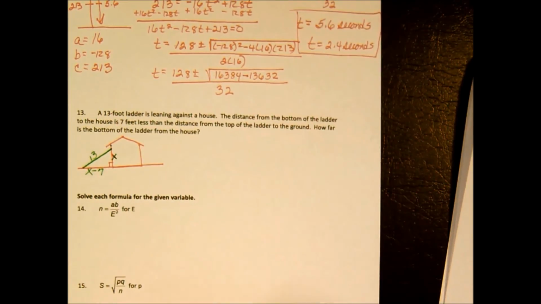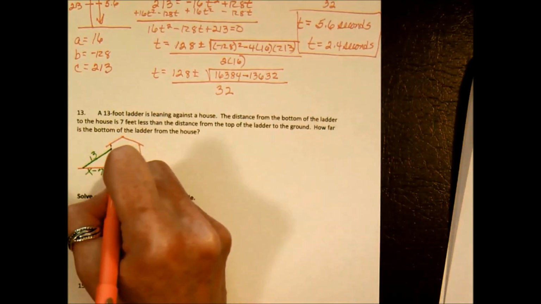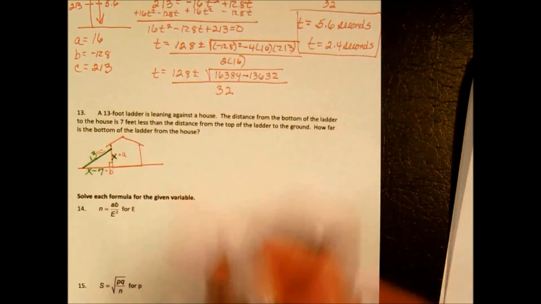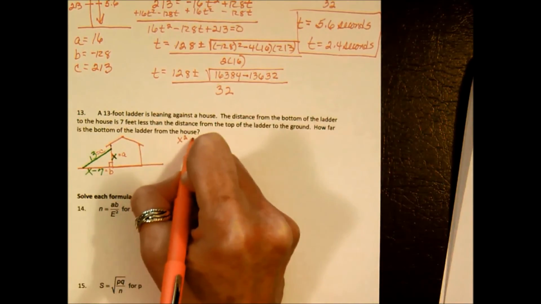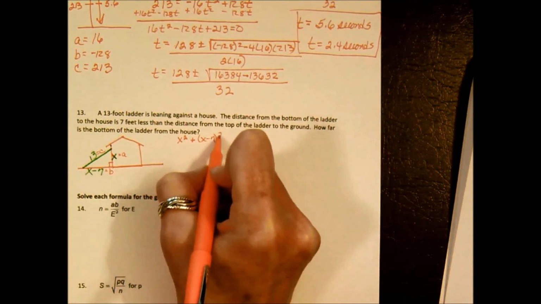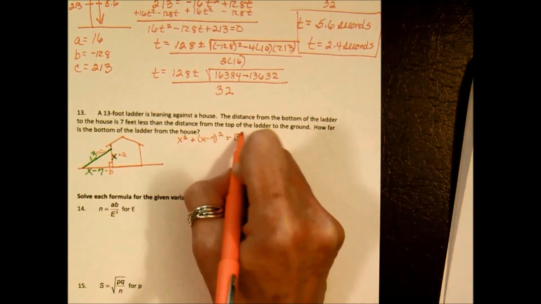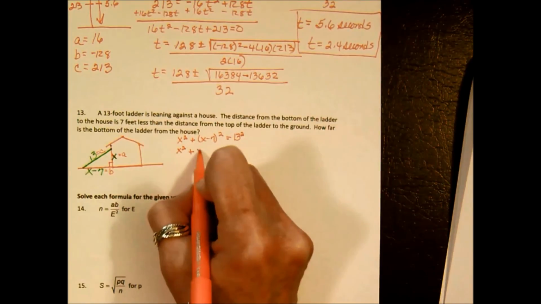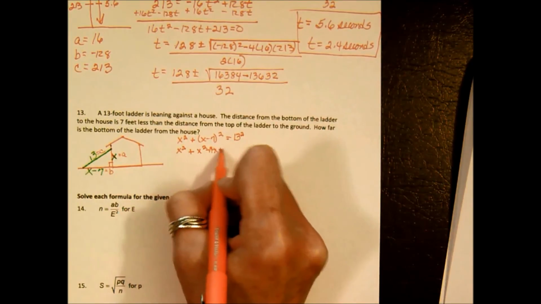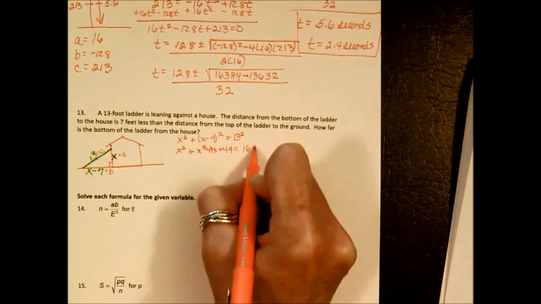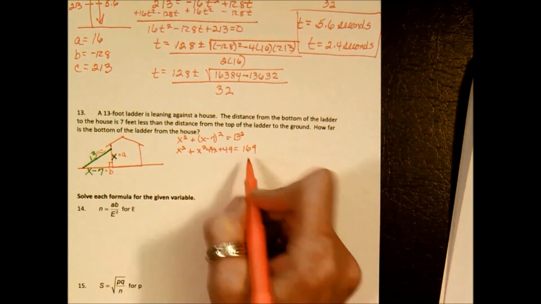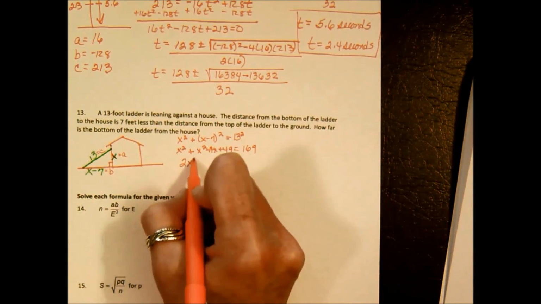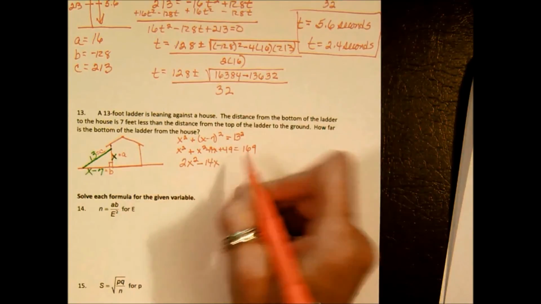So if this is my A and this is my B, this one has to be C. So I have x squared plus (x minus 7) squared equals 13 squared, or x squared plus, FOIL this, x squared minus 14x plus 49 equals 169. Subtract 169 from both sides and combine like terms here. 2x squared minus 14x minus 120 equals 0.